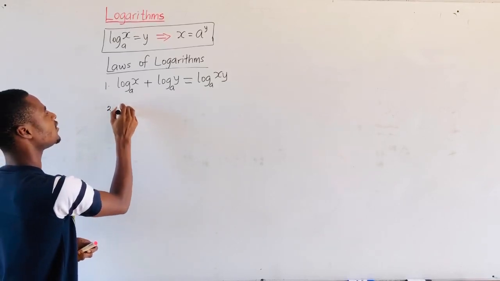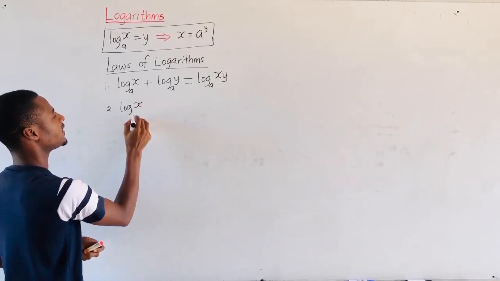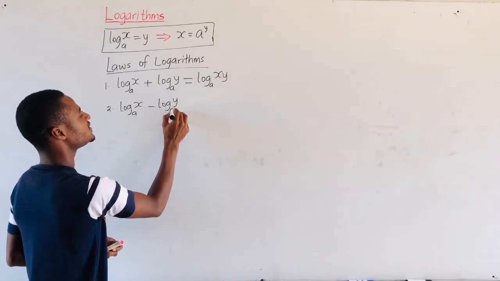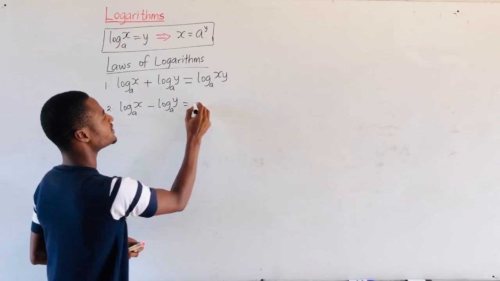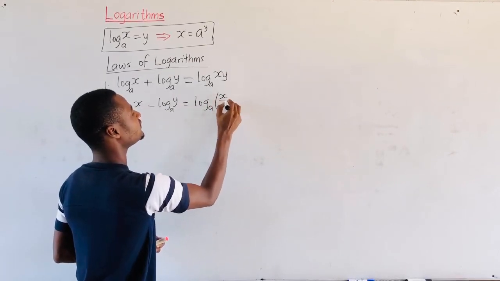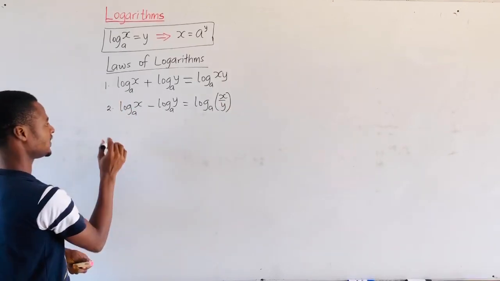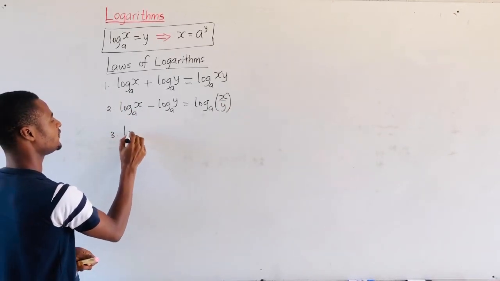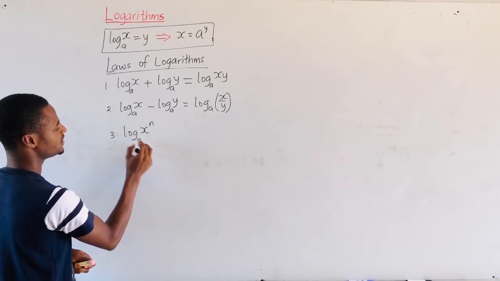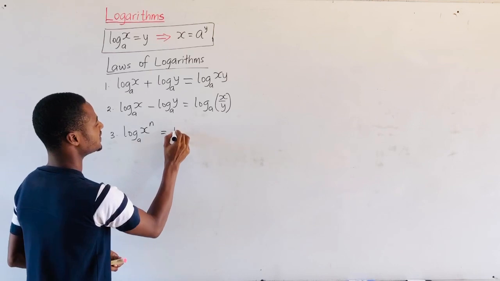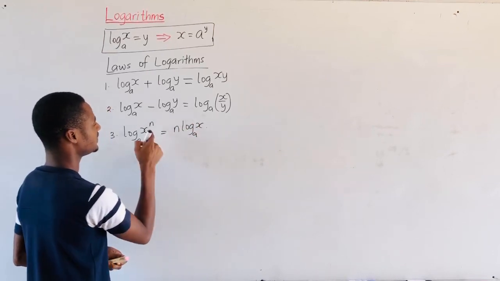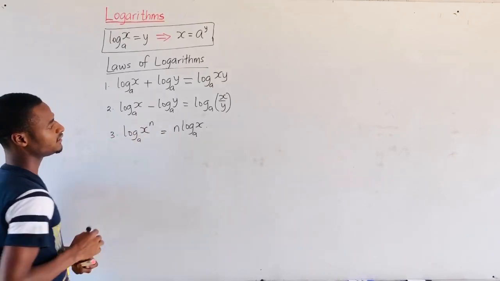Then the second law is we have the log of x to the base a minus the log of y to the same base, then this can be expressed as we maintain log to the base a and then divide the two numbers. Then the third law, if we have the log of a number x to the power n to the base a, this can be expressed as n times the log of x to the base a. The power multiplies the log.